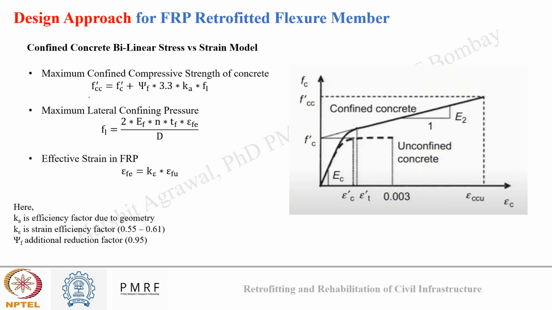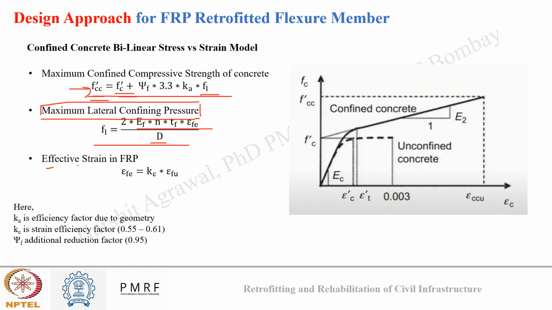Additionally, I can determine the confined compressive strength of concrete once I know FC dash. I can calculate the confined compressive strength of concrete by this relationship: FC dash plus gamma F times 3.3 times Ka times FL. Here FL is the maximum lateral confining pressure, which will provide the confining strength to concrete, and it is given by this equation. It totally depends upon the confinement that is provided by the FRP.